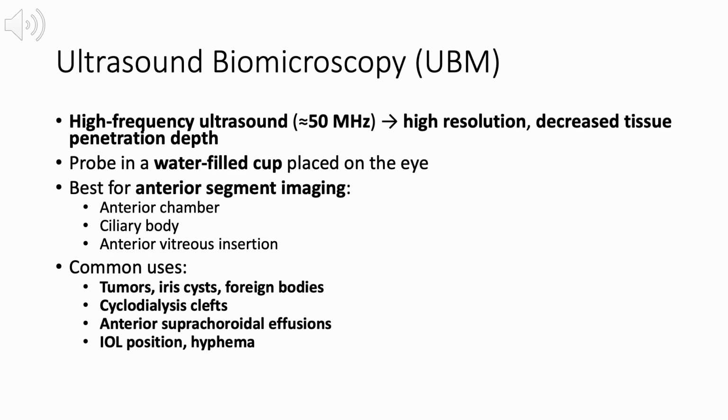Ultrasound biomicroscopy is best suited for imaging the anterior segment, including the anterior chamber, ciliary body, and the anterior vitreous insertion. Because of its high resolution, it is particularly useful for evaluating structures that are difficult to visualize with slit lamp examination alone. Common clinical applications of UBM include assessment of anterior segment tumors, iris cysts, and intraocular foreign bodies. It is also valuable for identifying cyclodialysis clefts, anterior suprachoroidal effusions, and for evaluating intraocular lens position and the presence of hyphema.